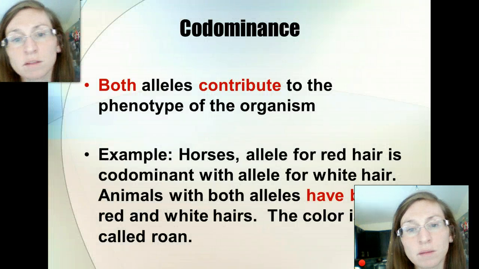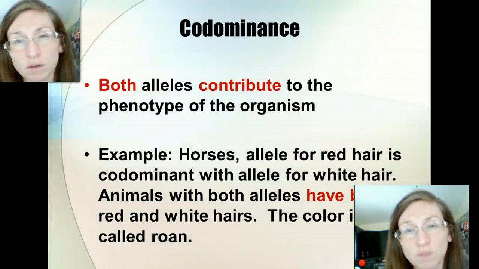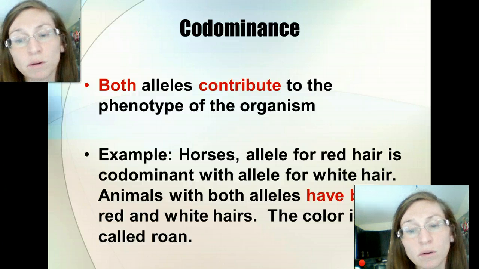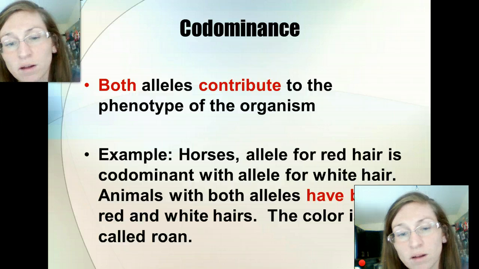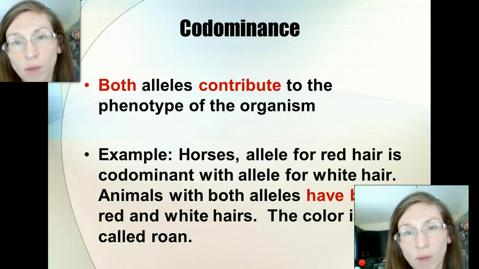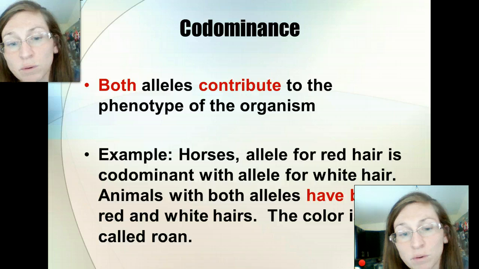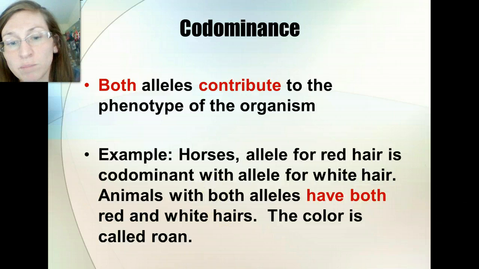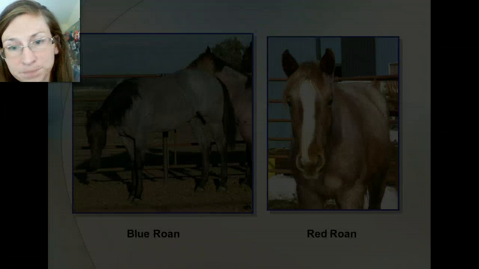Now, in codominance, both alleles contribute to the phenotype of the organism. There's an example I'm about to show you, a picture with horses. They have an allele for red hair that is codominant for the allele with white hair. And animals with both alleles actually have both red and white hairs. This color is called roan.